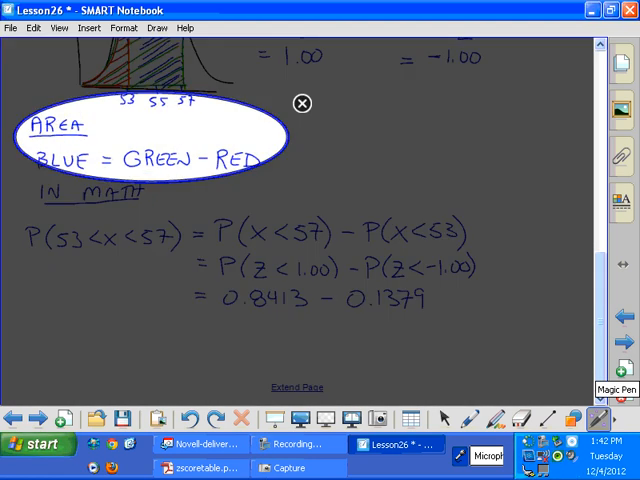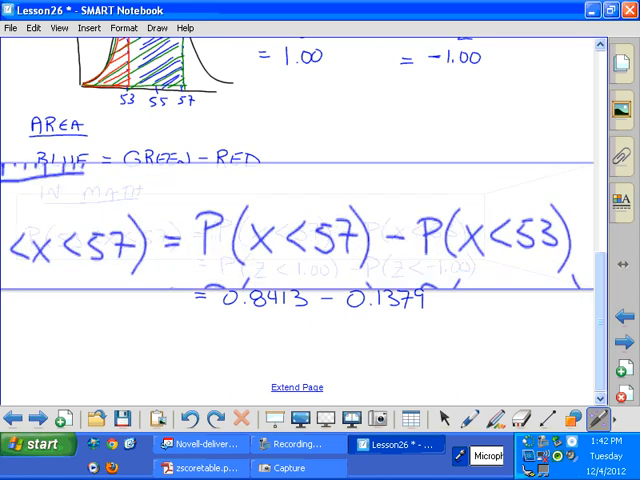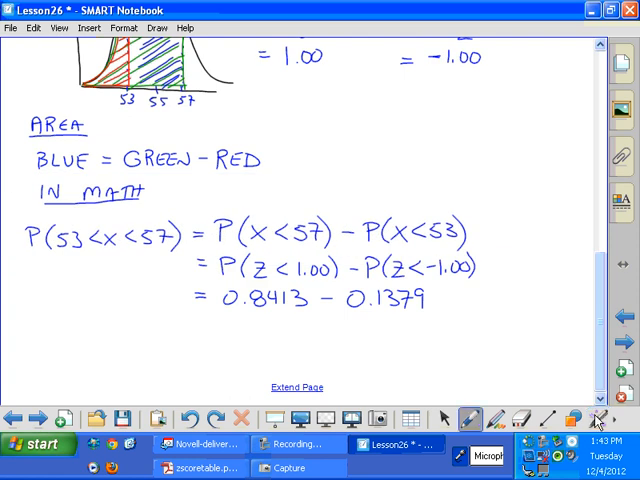Okay? So we want blue area. It's green minus red. We then take that and we convert it into a mathematical equation for us. Okay? And now it's just a simple calculation. Once we've pulled the information from the chart, 0.8413 minus 0.1379. So 0.7034.